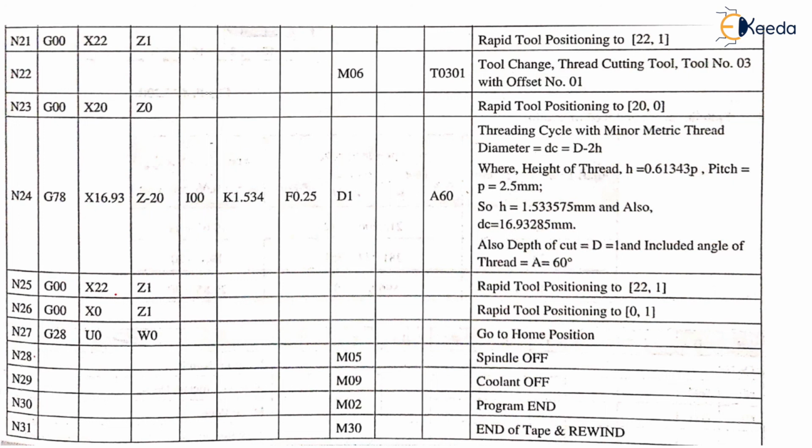Okay, again after threading it will go to rapid positioning 22, 1, and rapid tool positioning to 0, 1. Then go to home position, spindle off, coolant off, program end and rewind. These are the end of the program. Okay, so after the threading cycle, it is the machining cycle. So this is the main part of the program, or the body of the program, and the last one is the end of it. Thank you so much. Hope you understand.